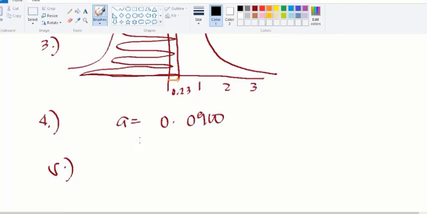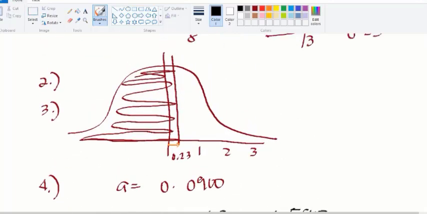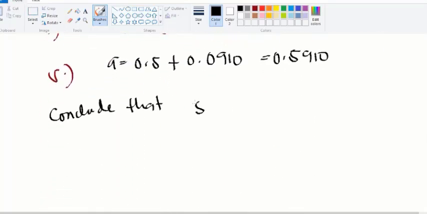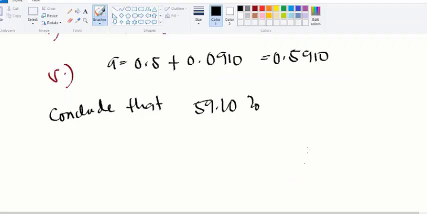However, kasali itong kabila eh. So, dapat, ang area natin should be 0.5 plus 0.0910, which is equals to 0.5910. Tama ba? So, technically, we can now conclude that ang percentile rank nung nakakuha ng score na 85 is 59.10%. Okay. So, yes, there you go. So, the percentile rank of the score 85 in a test is 59.10. Meaning, 59.10% of the students got lower grades than you. Okay, yun lang naman ang ibig sabihin ng percentile.